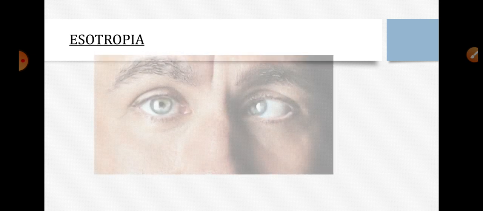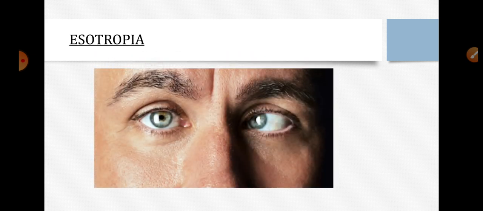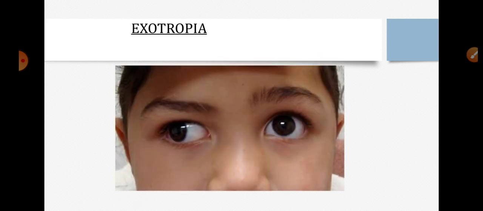Now look at this picture. Here the person is having esotropia in his left eye. The eye deviates inward to the nasal side, that is esotropia. Now look at this girl. She is having exotropia in her right eye. Her right eye deviates outward, that is exotropia.